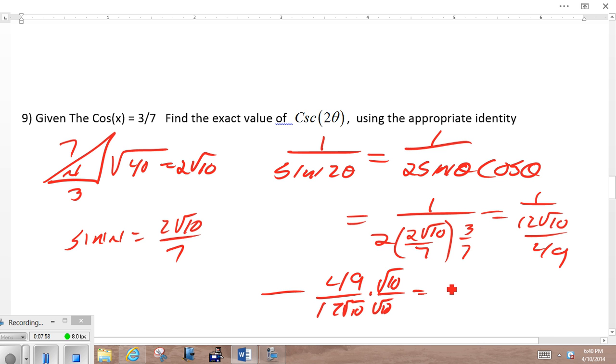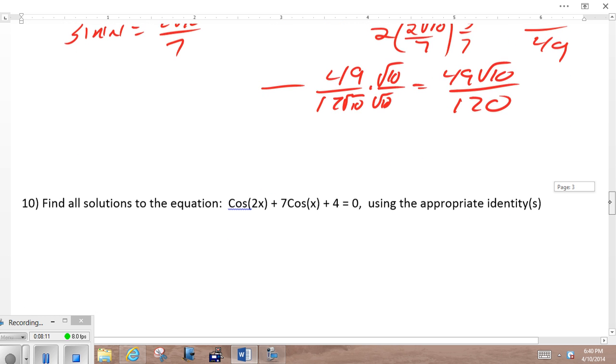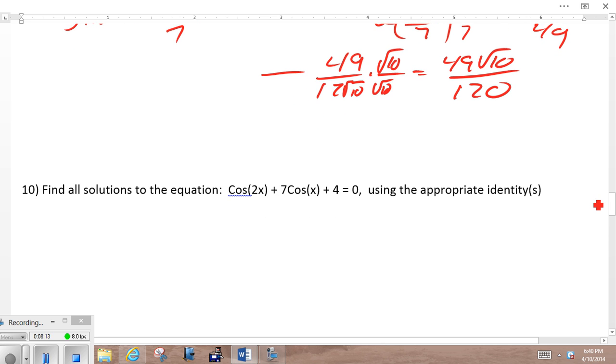Okay, 49 root 10 over 120. Okay, so that would be the cosecant there. All right, I'm going to look at the rest of these in the next video, okay?